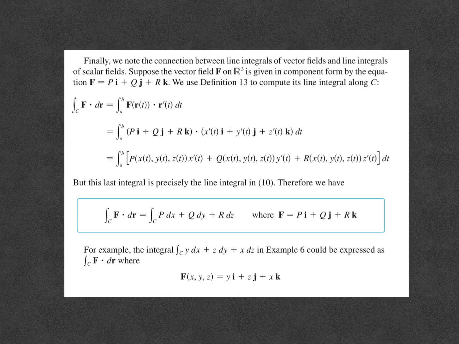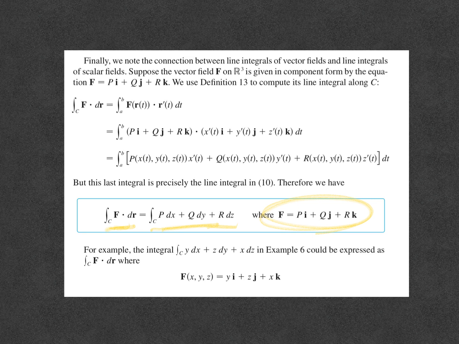So finally, look at the connection between the line integrals of vector fields and the line integrals of scalar fields. Suppose the vector field F on R3 has component form F equals Pi plus Qj plus Rk. Then when you compute the line integral, you get that expression there. Pause and think about it. But this is exactly like the line integral in 10. Therefore, we can say that this integral here is equal to this expression where F is a component. So the one that we did in example 6 could have been written in that way. It's just another way to write it, but it'll make sense as you do it.